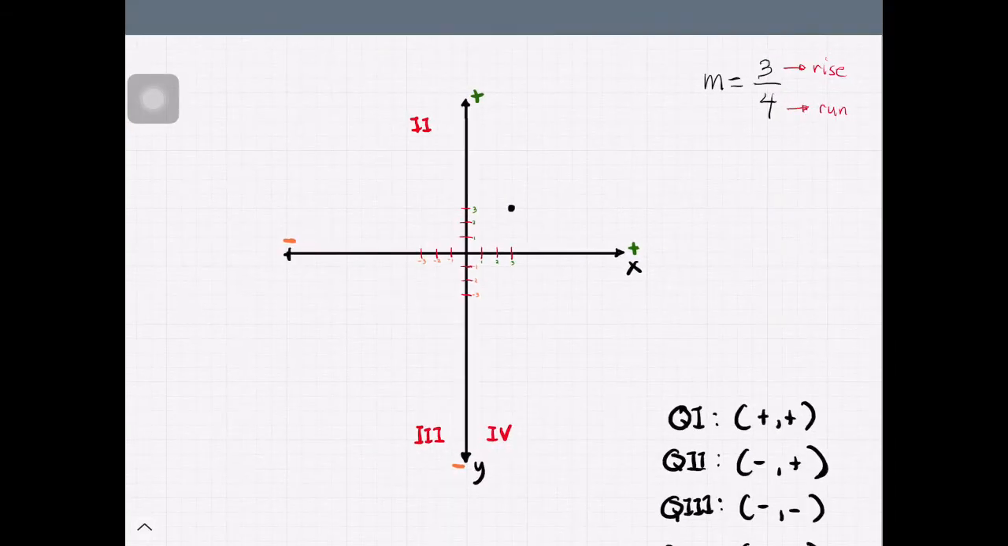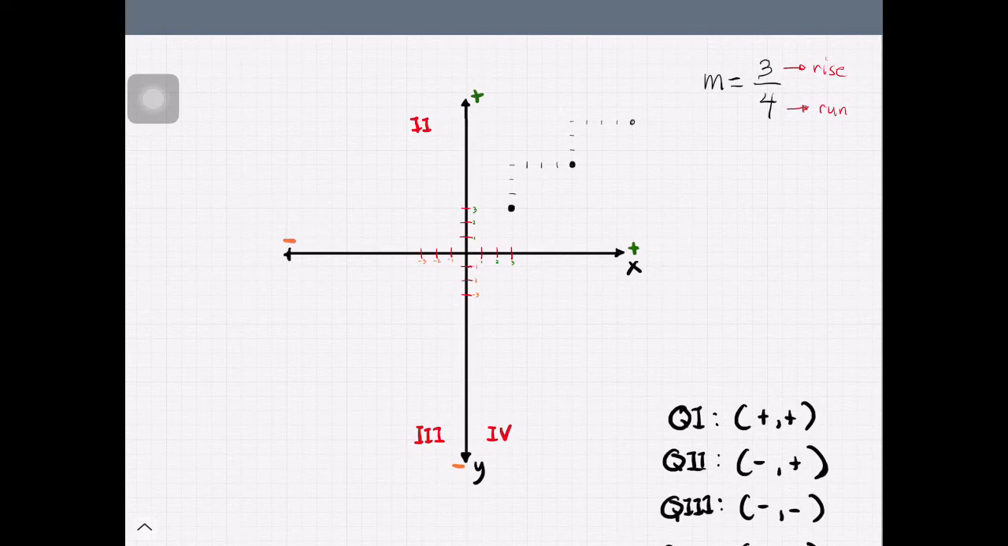From that point, let's perform the 3 units up for the rise part. Then 4 units to the right for the run part. From that second point, let's perform the same number of units up and same number of units to the right.